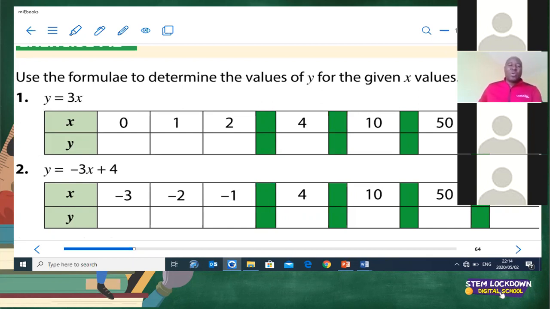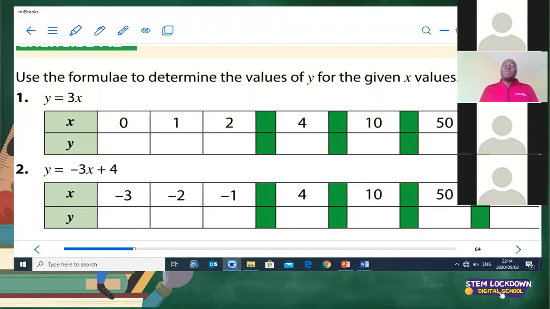Let's go to Azania. Hello, sir. Can you hear me? Yes, I can hear you. We are now proceeding to the second one. Sir, can I do the last one? Yes, you can. I think it's 300. 300. How did you find 300? 3 times 100. Exactly. 3 times 100 is 300. I agree with you. The last one will be 300.